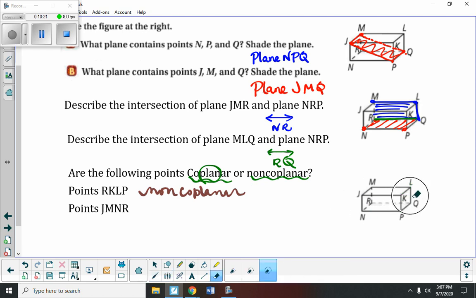Let's look at the next example. Points J, M, N, and R. Oh, yeah. That side contains all 4 points. So we would say that those are coplanar.